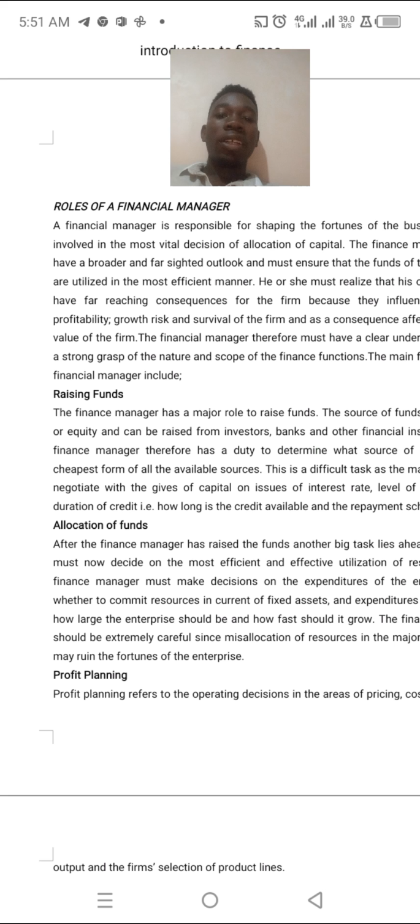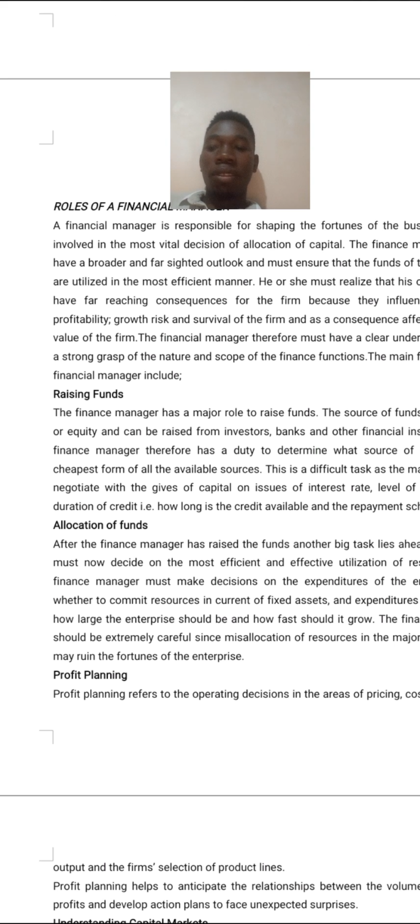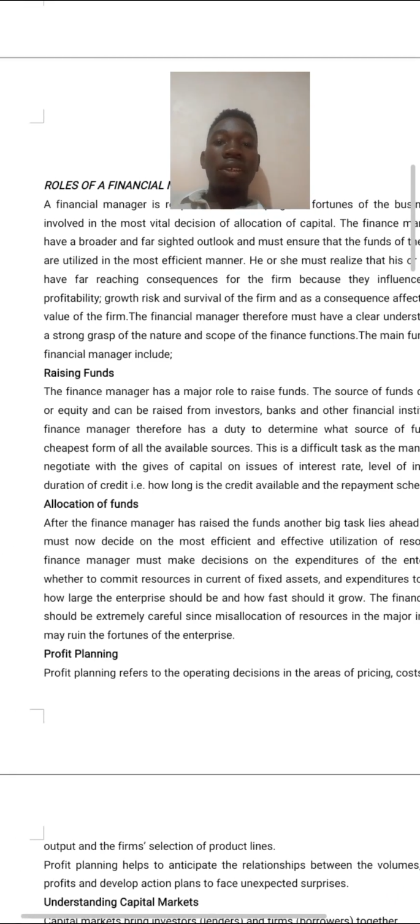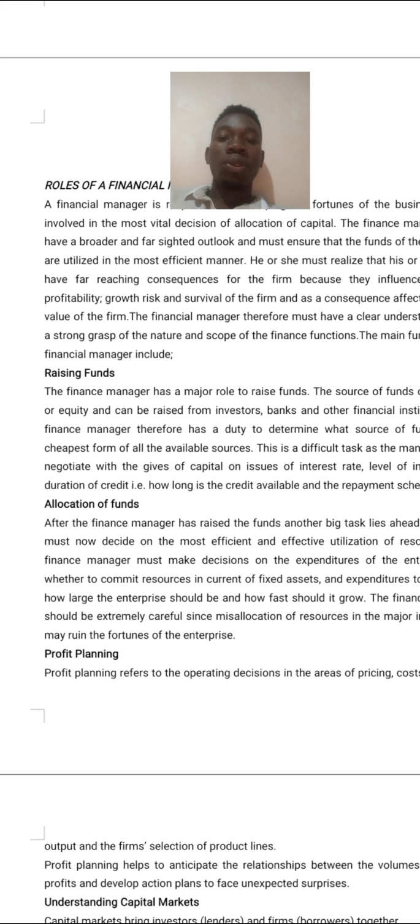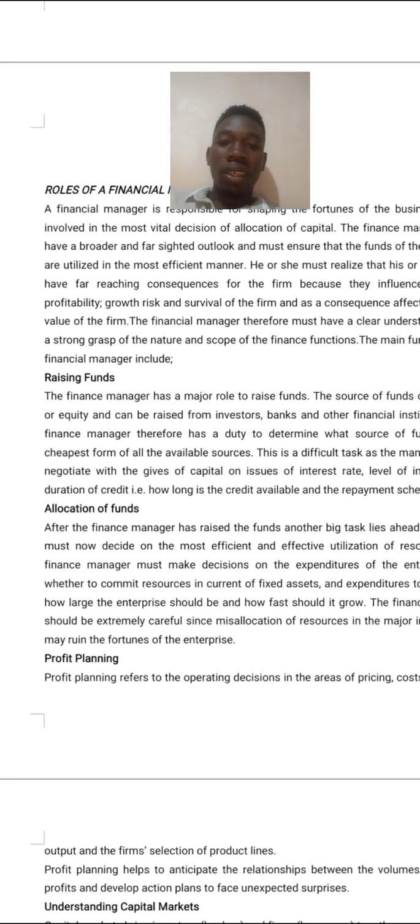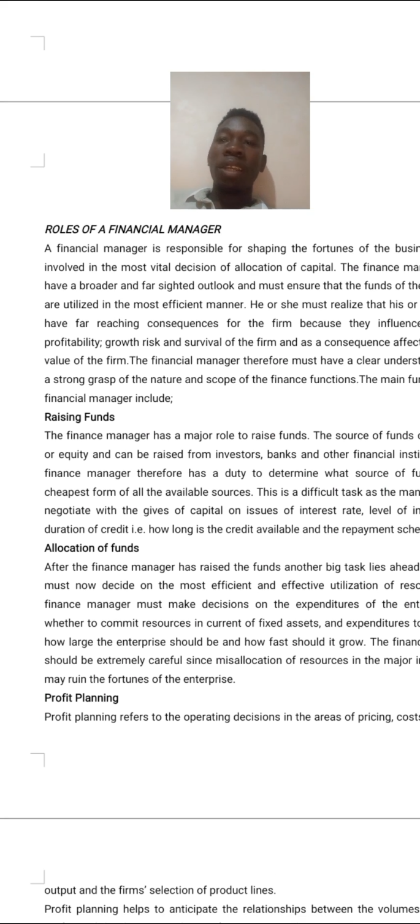So the first role of a finance manager is raising of funds. And what do we mean by raising of funds? A financial manager is responsible to raise the firm's or the company's funds. He is responsible to identify the sources of finance or the sources of funds. You see, when we say sources of funds, they can be either long-term or short-term sources of finance. It can be either debt or equity. So long-term sources of finance and short-term sources of finance. It can be debt or equity. And what do we mean by debt or equity?